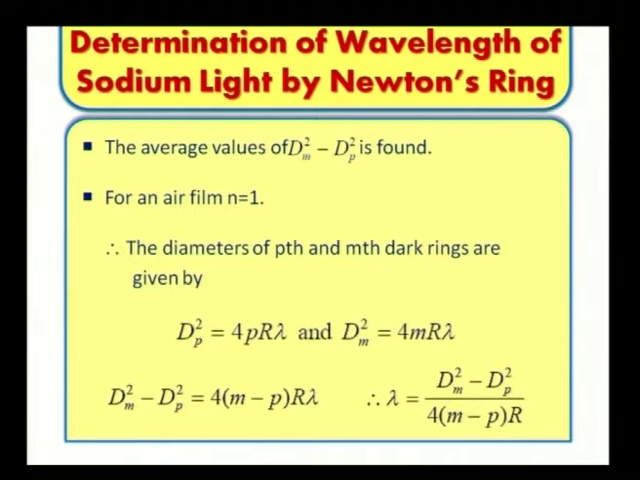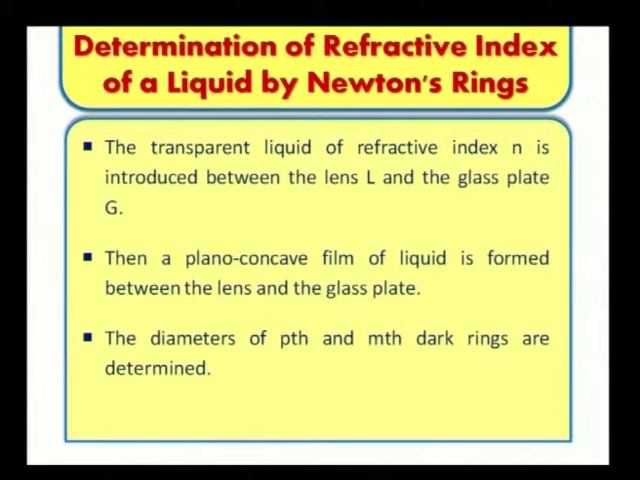I am just explaining how lambda can be determined, because you know the various parameters in the numerator as well as the denominator. So, this finishes the first section of today's lecture, and now we move on to the second part, namely the determination of the refractive index of a liquid, again using Newton's rings. What do you do now?